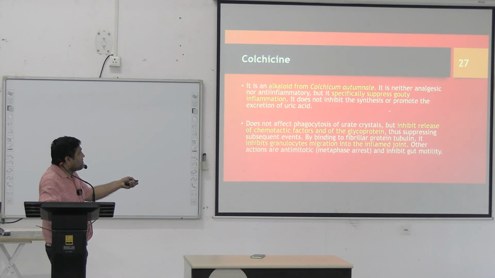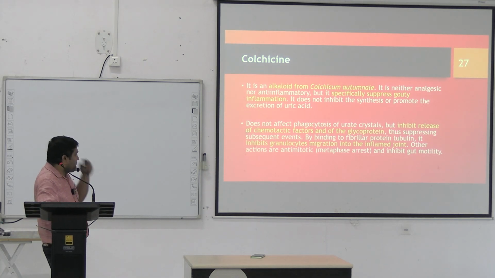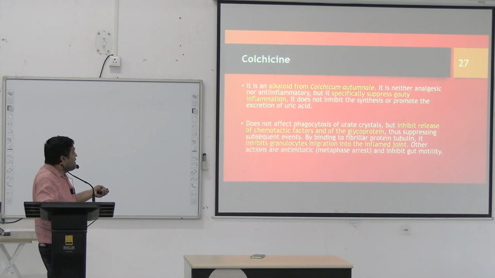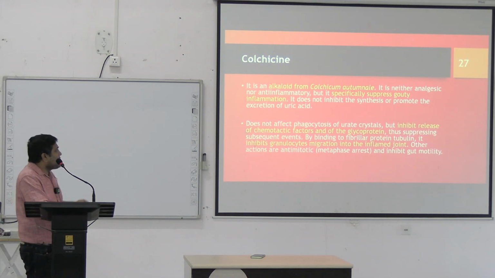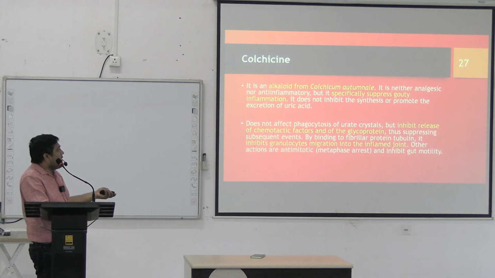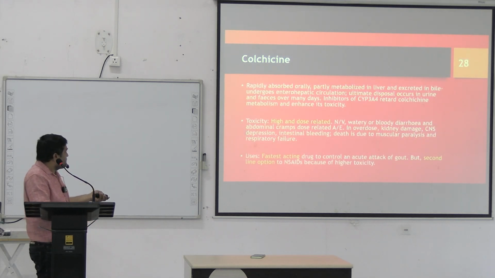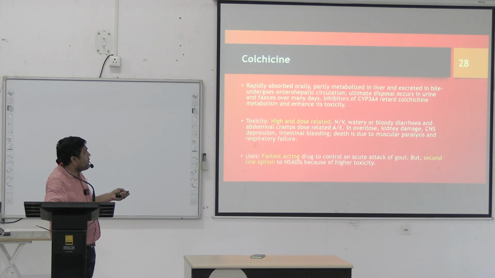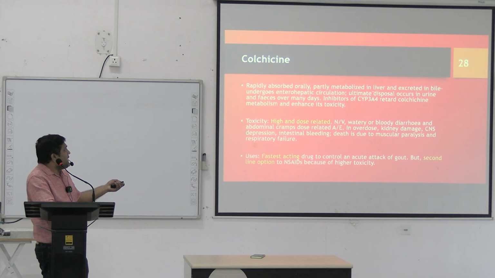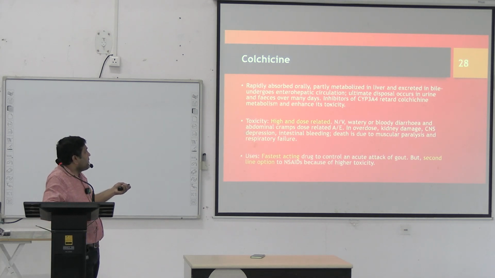It does not inhibit the synthesis or promote the excretion of uric acid. It does not affect phagocytosis of urate crystals, but inhibits release of chemotactic factors and of the glycoprotein, thus suppressing subsequent events. By binding to the fibrillar protein tubulin, it inhibits granulocyte migration into the inflamed joint. Other actions are antimitotic and inhibiting of gut motility. Rapidly absorbed orally, partly metabolized in liver, excreted in bile, undergoes enterohepatic circulation. Ultimate disposal occurs in urine and feces over many days.